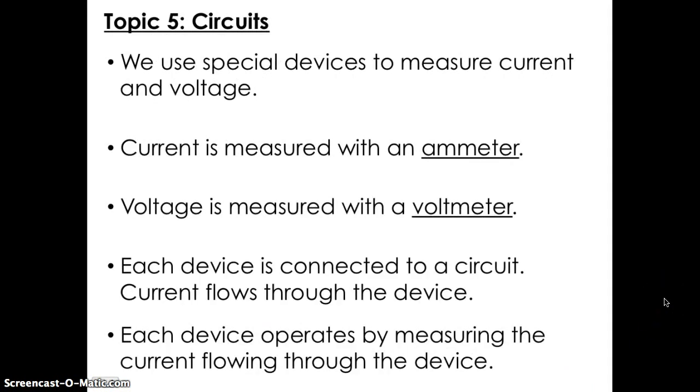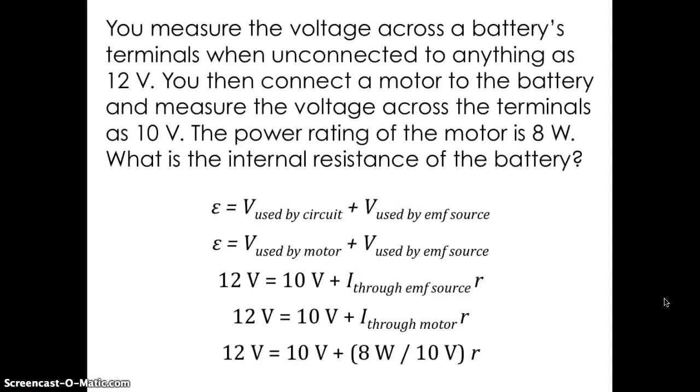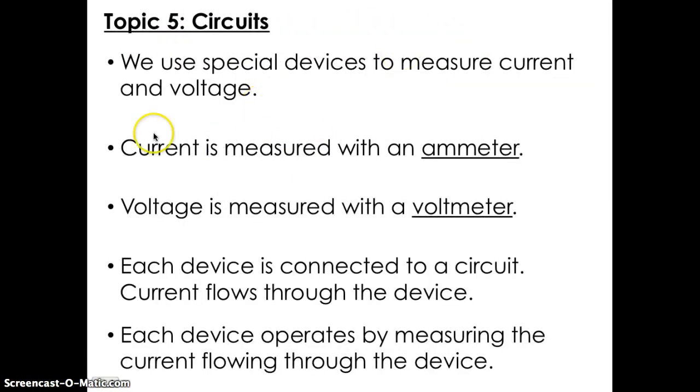We use special devices to measure current and voltage. Right? So in this example, it says you measure the voltage. Well, how do you measure the voltage? We use things called ammeters and voltmeters. So whenever we want to measure current, we use an ammeter. And whenever we want to measure voltage, we use a voltmeter. Clever names, right? Because amperes are the unit of current and volts are the unit of voltage.